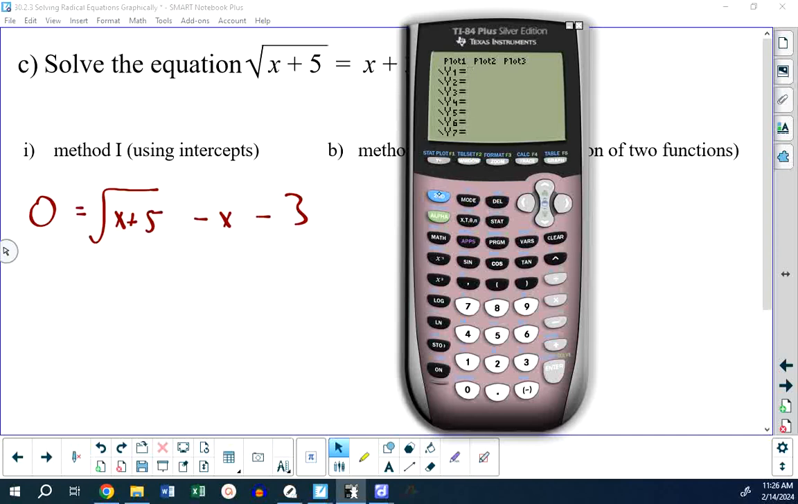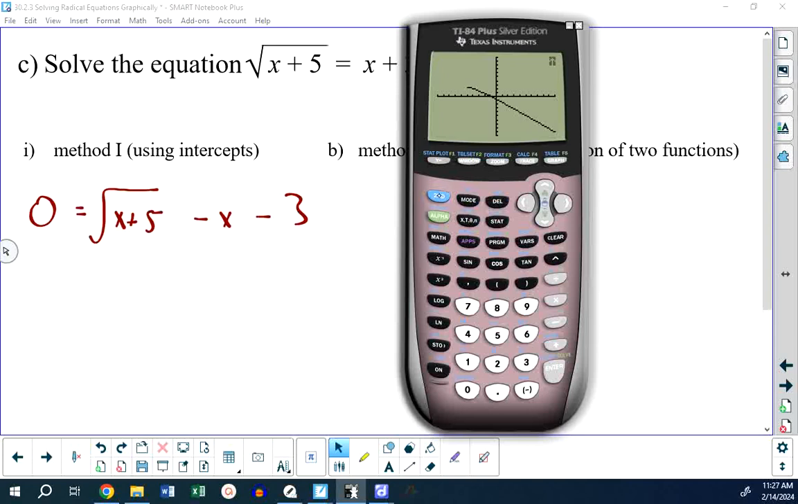Y is equal to the square root of x plus 5. Make sure you close the brackets on that argument. Minus x minus 3. Let's go zoom 6 just as a starting point. Oh, I think that's pretty good. You can clearly see there's an x-intercept there. You can also see there's one x-intercept.